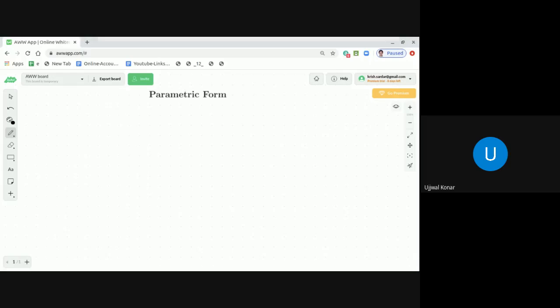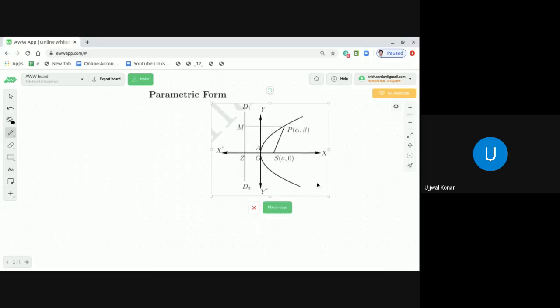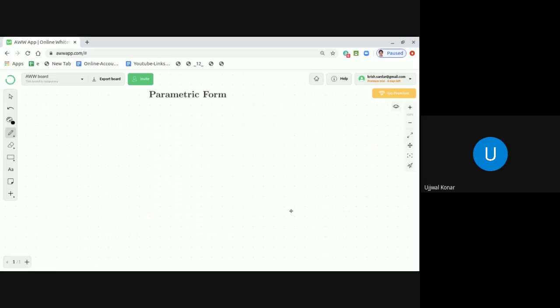Before we start the parametric form, dear students, if you just have a visual representation of a parabola, I show it in the adjoining diagram.